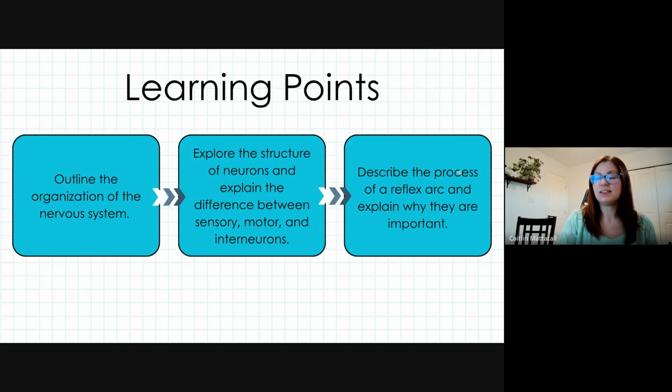So again, our plan for today, we're going to outline the organization of the nervous system. We're going to look at the structure of neurons and look at the difference between some of our basic neurons called sensory neurons, motor neurons, and interneurons. And again, we're going to look at the reflex arc and explain why reflexes are important and why we need them.